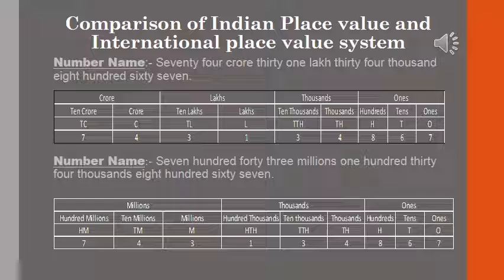In the Indian place value system, first we have ones period, then we have thousand period, then we have lakh period, and then we have crore period. In ones period, we have three places, that is ones, tens, hundred. Thousand period, we have two places, that is thousand and 10,000. And in lakh period, we have two places, lakh and 10 lakh. And crore, we have two places, crore and 10 crores.